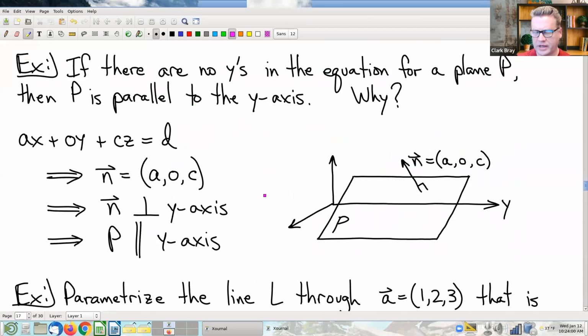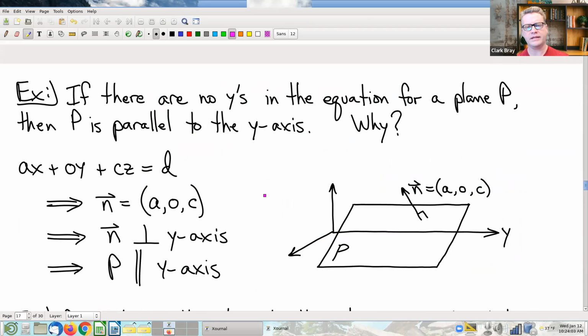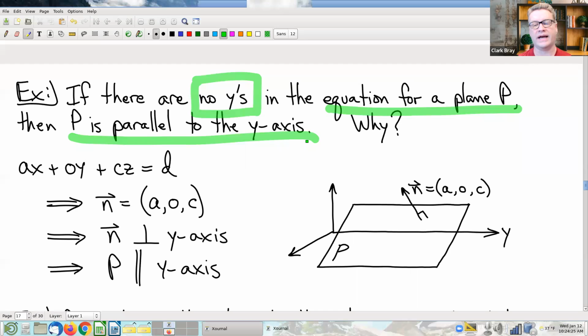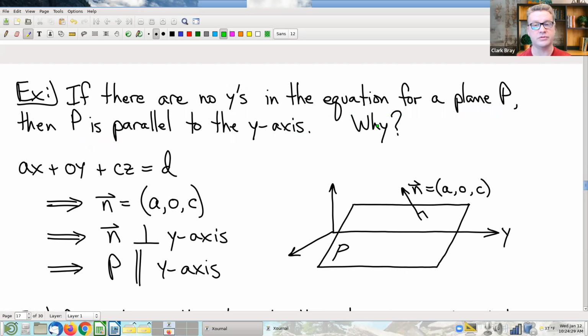All right, cool fact. I think this is a neat one to observe. It's an easy one, but it's worth noting, and that is, if you have an equation for a plane, and there are no y's in it anywhere, so the coefficient of y is 0 in the equation for this plane, then it turns out that means that this plane is parallel to the y-axis. There's a couple different ways that you can see this. Let me show you the most direct one first.